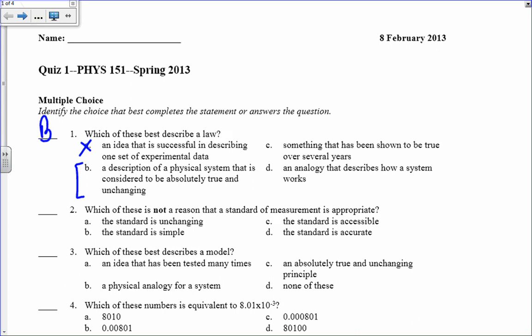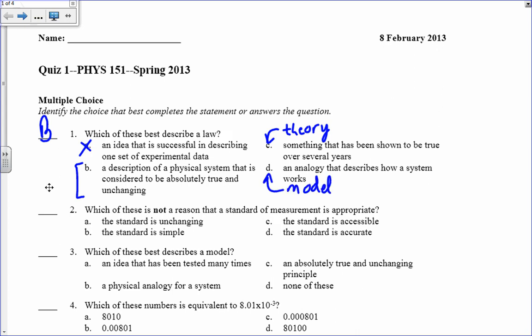That describes a law. But let's look at some of these others. Something that's been shown to be true over several years. Okay, not a law. That could be called a theory, but not a law. And an analogy that describes how a system works. That could be called a model, but it's definitely not a law.